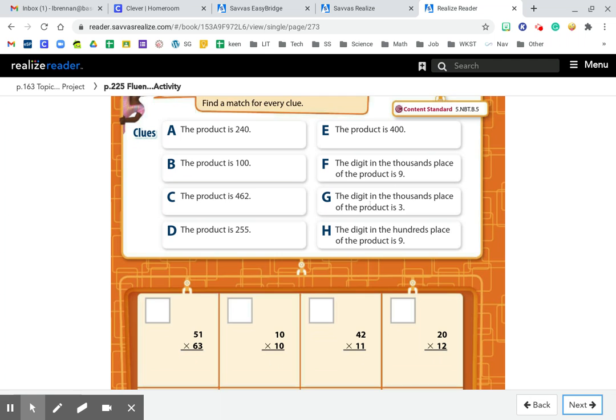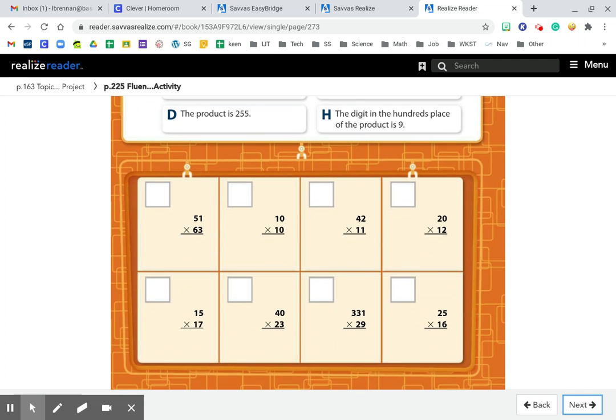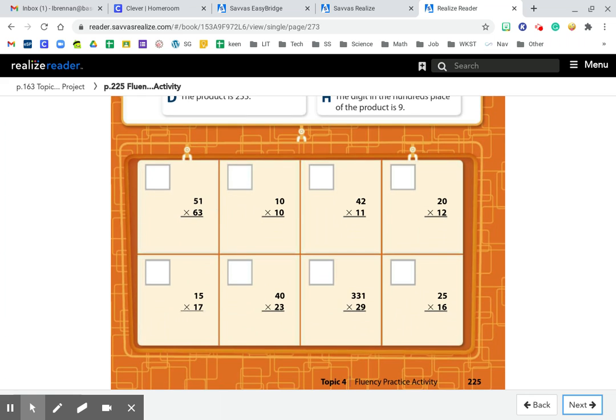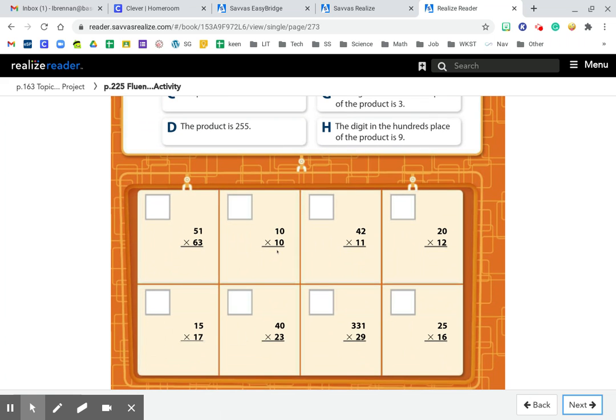The product is 240. So we're going to be looking for something that is 240. Can't be the first one. We know that that's two odd numbers coming together. And if we do 500 times 600, we know that's 300. So it can't be that one. 10 times 10 is 100. You could write that in right there.